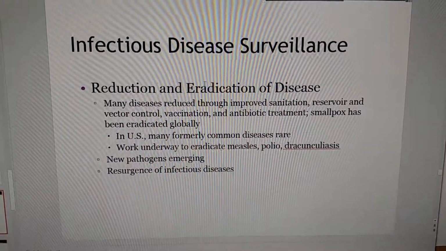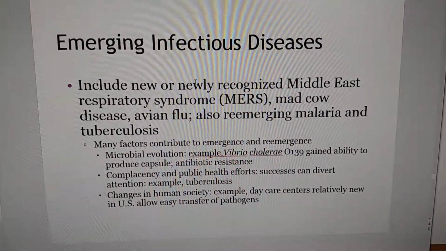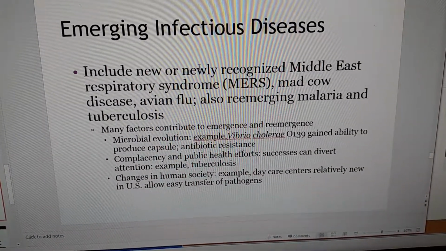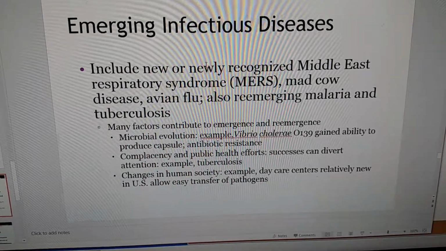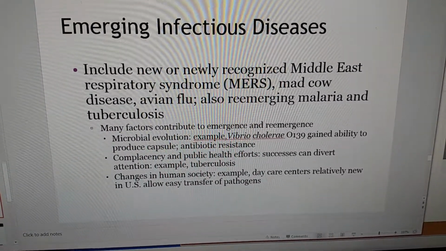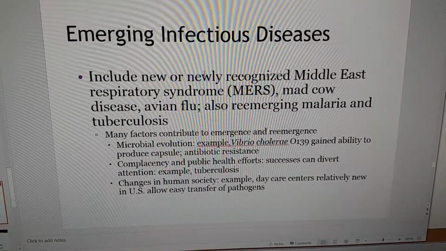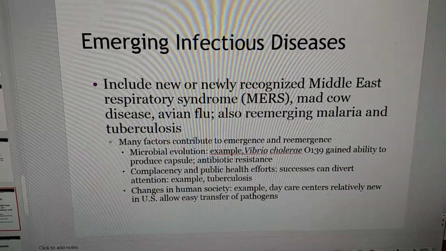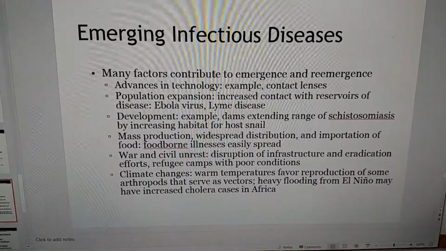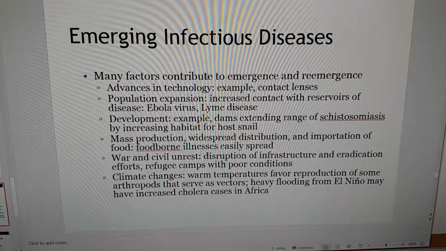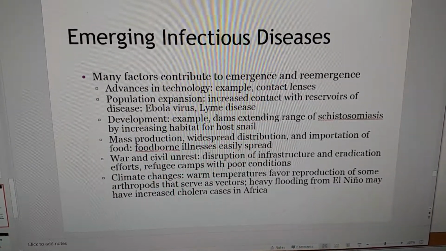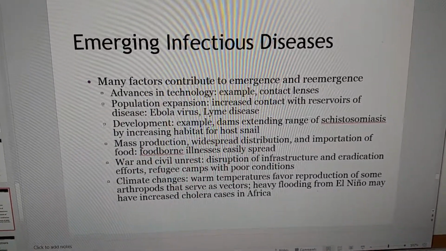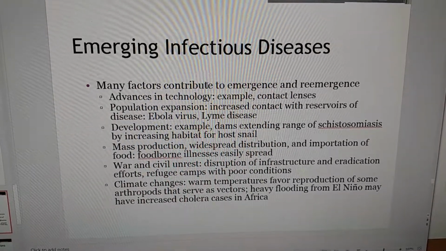However, we do have new emerging pathogens, and we do have resurgence of infectious diseases. So when you're looking at things that are emerging, these can be new or newly recognized diseases, things like MERS, SARS. You can also have evolution in bacteria where they have new genes and new pathogenicity factors. That means that previous ways we control them don't work anymore. And there's lots of different factors that contribute to whether things are emerging or re-emerging. Things like changes in technology, how quickly we can move around the planet, climate change, war. All of these factors can impact the spread of disease.